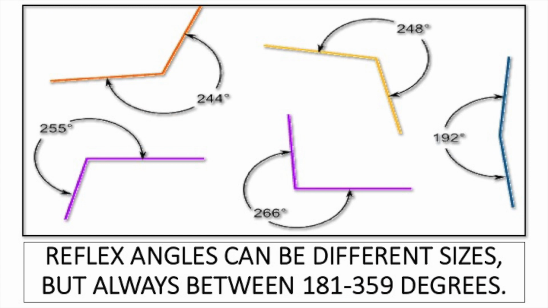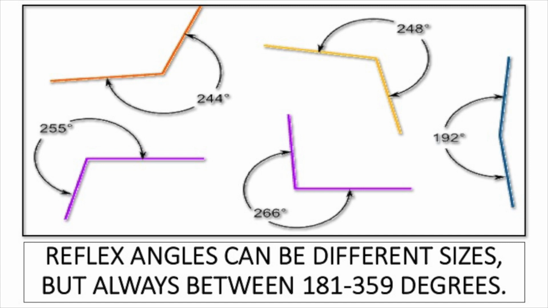Reflex angles can be different sizes, but always between 181 and 359 degrees. Brilliant, guys. Now, who can tell me the smallest reflex angle they can see? 192. Perfect. And then, what's the largest?